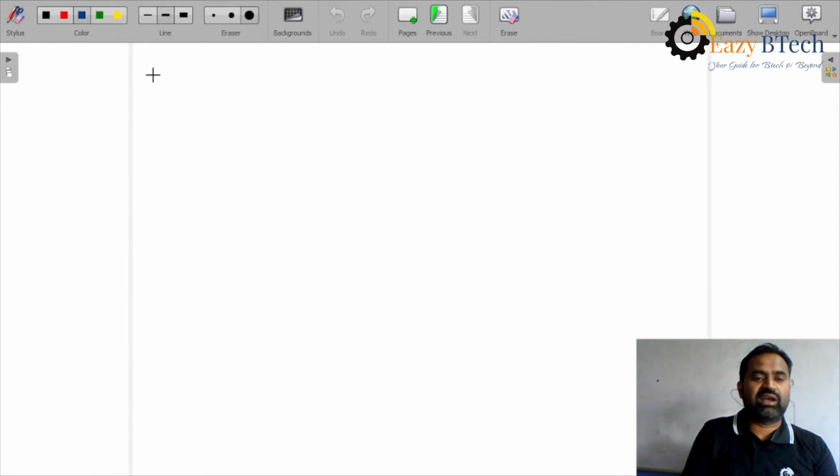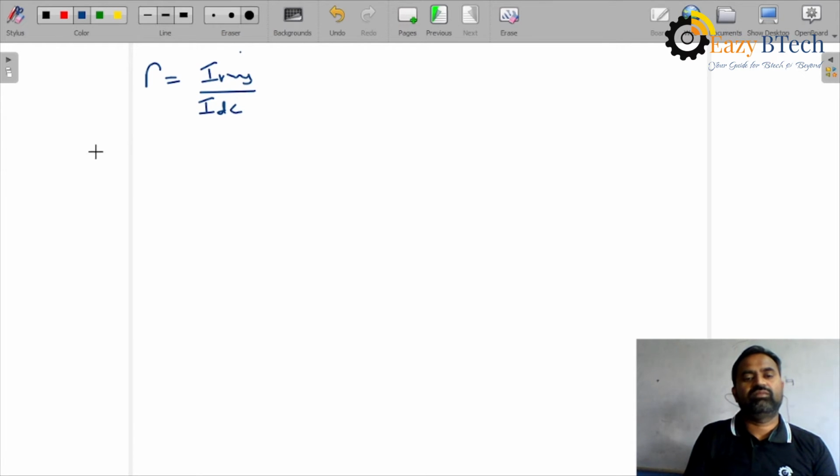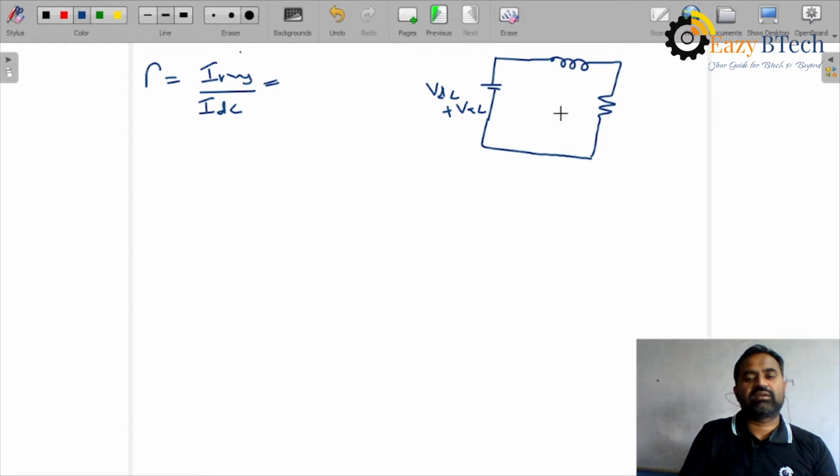Now if you calculate the ripple factor for this, what is the ripple factor? IRMS by IDC. IRMS by IDC. Now you can remember this is the case VDC plus VAC, inductor, load resistance R. Apply a KVL. This is R. The structure, inductor.